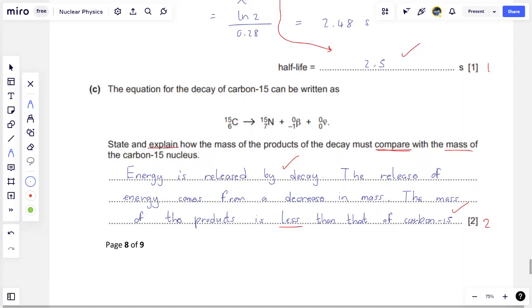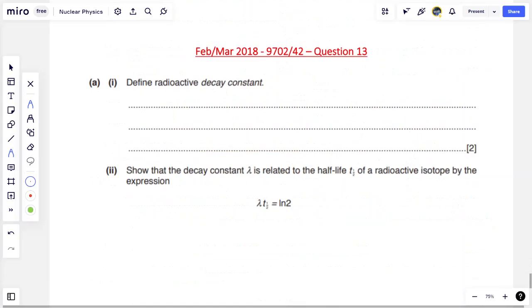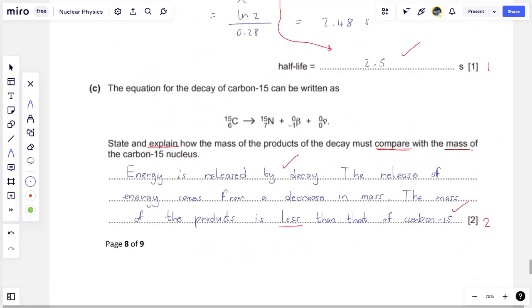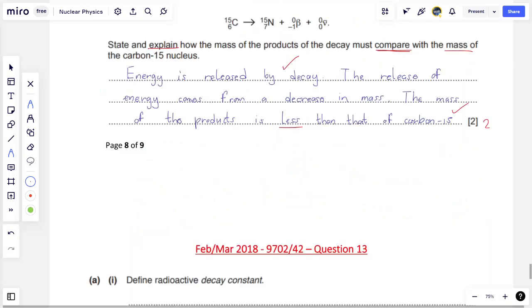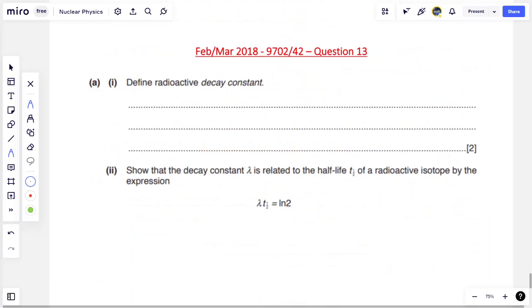So always be careful with your state, explain, define, describe, list, those sorts of questions. Learn your command words and look at the question words very carefully. It could be the difference between scoring 1, scoring 2, or scoring none at all for a question such as this, even though you may understand what needs to be done conceptually.